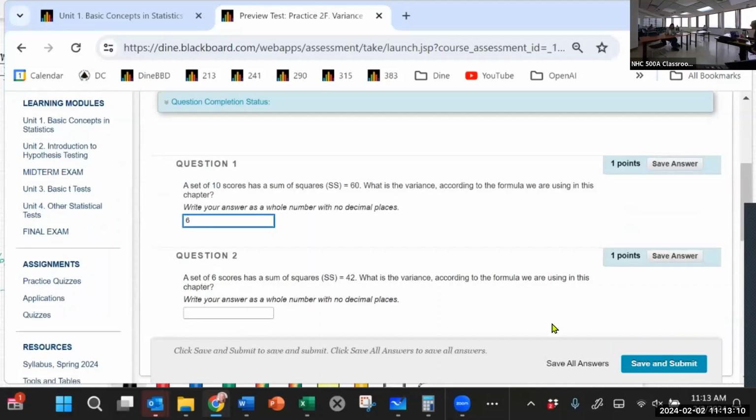All right, I don't need to do any more, right? This is pretty easy. So go ahead and do the variance. I'm going to set the timer for 2 minutes. Set timer for 2 minutes.